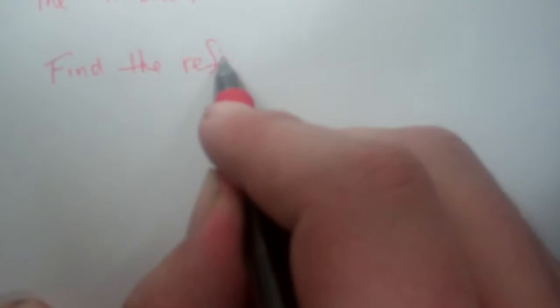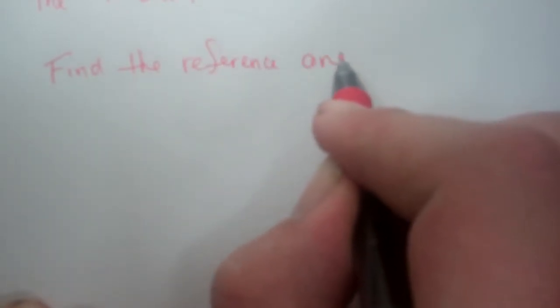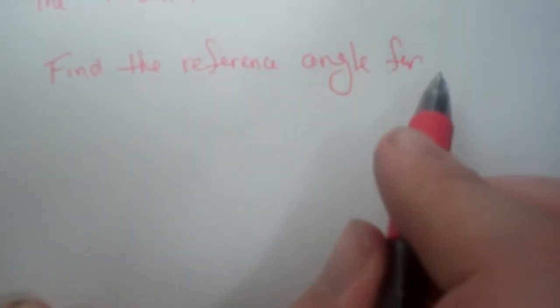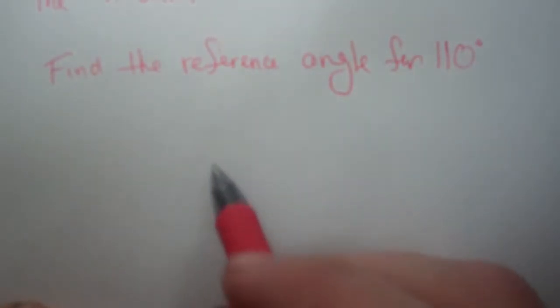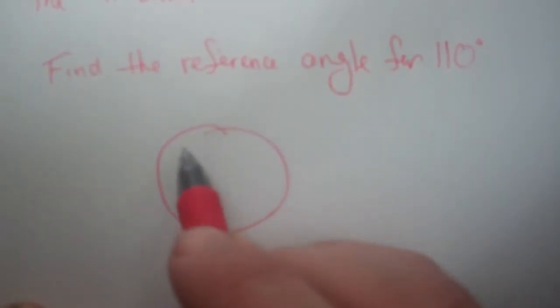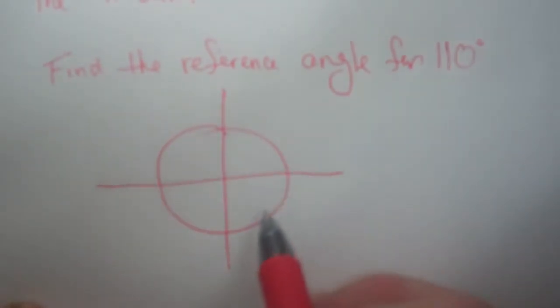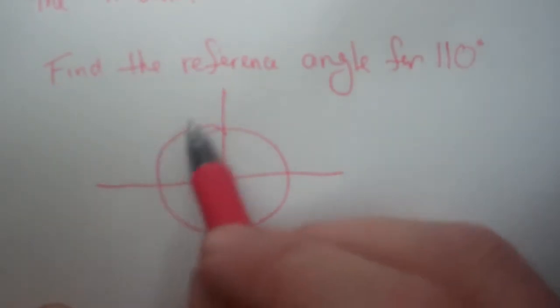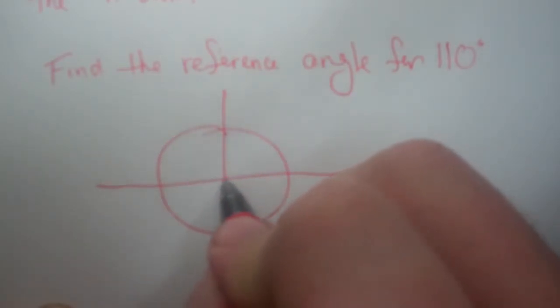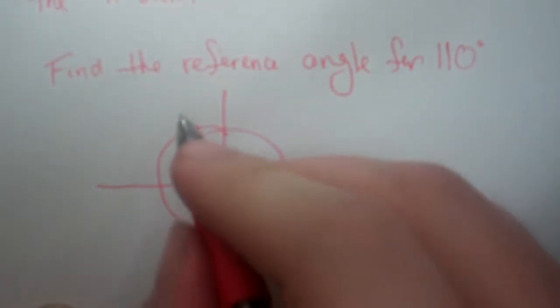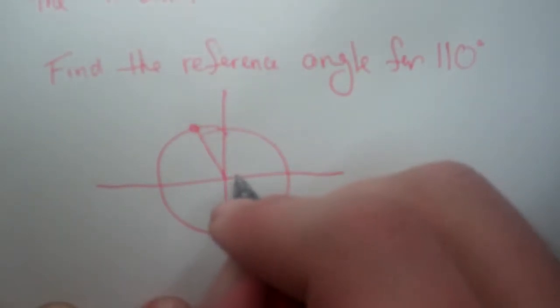I'm going to draw a unit circle here, and let's find the reference angle for 110 degrees. To do that, you begin by drawing a unit circle. We can estimate about where 110 is. This is, of course, 90, which means that a bit more is 110. So right here we have an angle of 110.